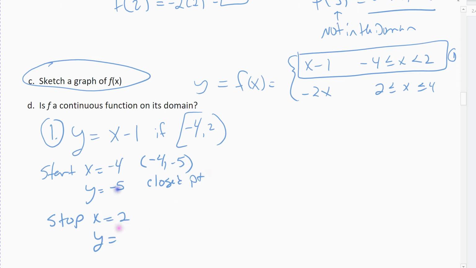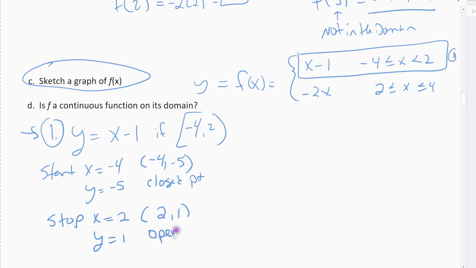Well, when x equals 2, again, I'm plugging it in this function. I'm just looking here at 1. And so I'm going to plug 2 in here for x. I'm going to get 2 minus 1, which is 1. So it's going to stop at the point 2, 1. But this time, 2 is not included, right? Not equal to.